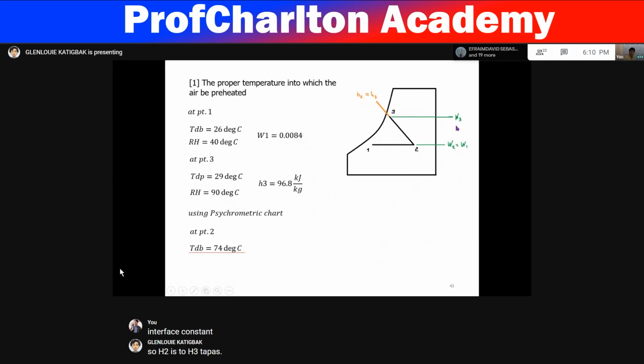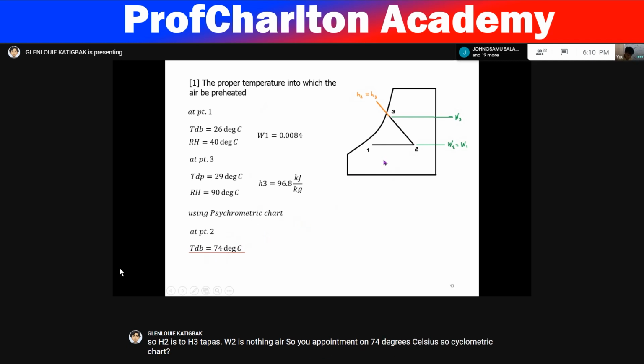Tapos, meron na tayong W2 tsaka W3. Pag pinag-cross natin yan, makakuha tayo ng point. Ayun yung point ng preheated air. So, at point na yun, makakuha tayo ng value na 74 degrees Celsius sa psychrometric chart. Ayun yung sa number 1, nakuha natin yung temperature.